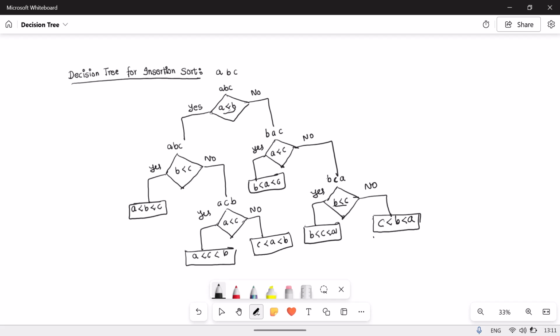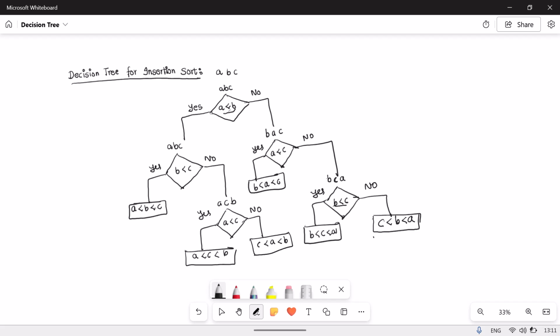Now you see here, while you do the time complexity, the decision tree can be used for analyzing the average time complexity. Okay, these decision trees can be used for analyzing the average time complexity.